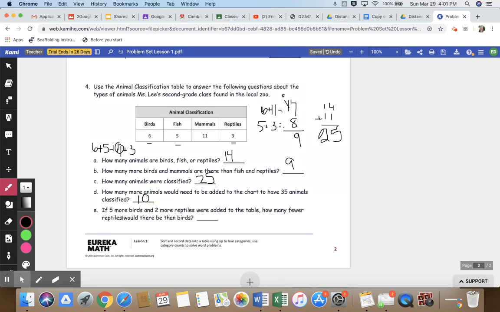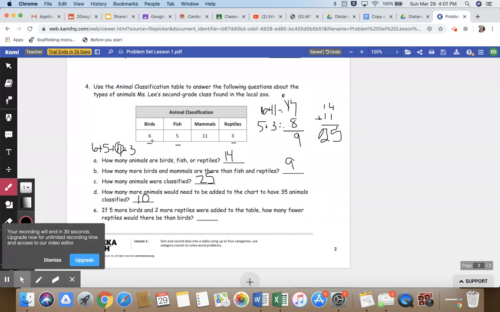Last, it says, if 5 more birds and 2 more reptiles were added to the table, how many fewer reptiles would there be than birds? So if we've got 5 more birds, that would give us 11 birds, and 2 more reptiles would give us a total of 5 reptiles. How many fewer reptiles would there be than birds? So we're going to subtract 11 minus 5, and that would give us a total of 6 fewer.